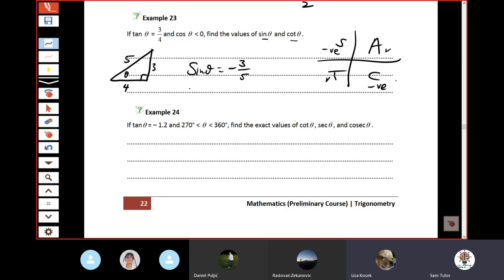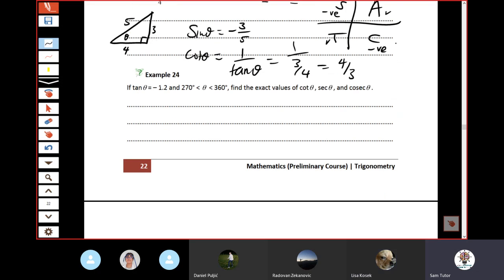And then you need to find cot theta. But you know cot theta is the same as 1 over tan, and tan is just 3 over 4. So this would become the reciprocal. Yeah, 1 over a fraction is just a reciprocal.